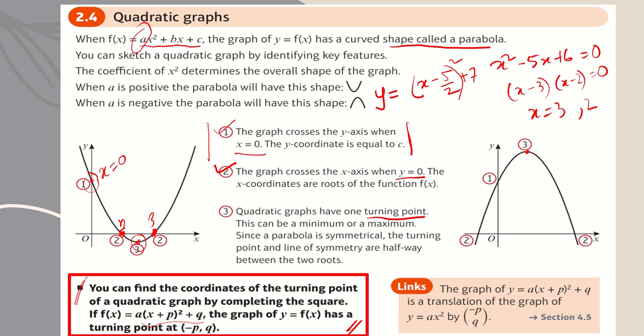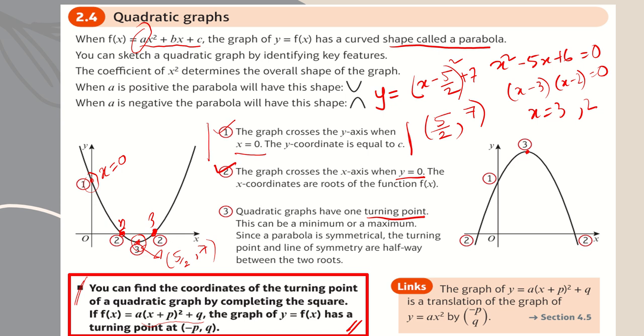So from here, the coordinates of the turning point according to this formula will be 5 by 2, because here you have minus inside the bracket, so you put plus. What do you have for Q? Here it was plus Q, so here it is also plus 7. So the y coordinate will be 7 and the x coordinate will be 5 by 2. That means this turning point has the coordinates 5 by 2 and 7.